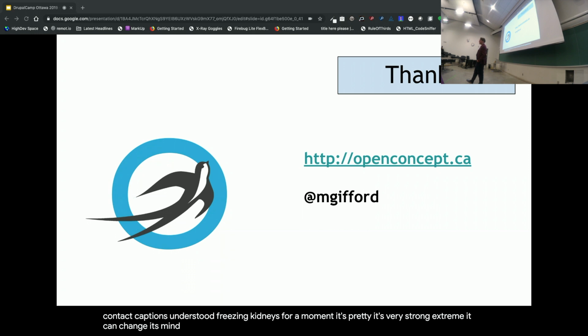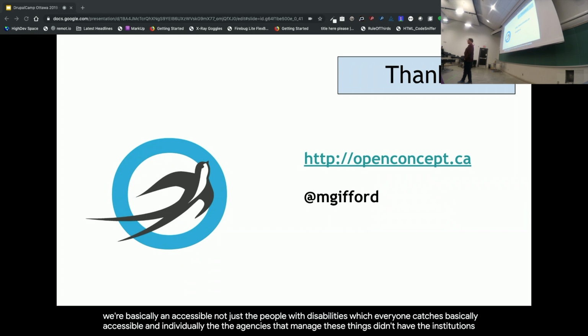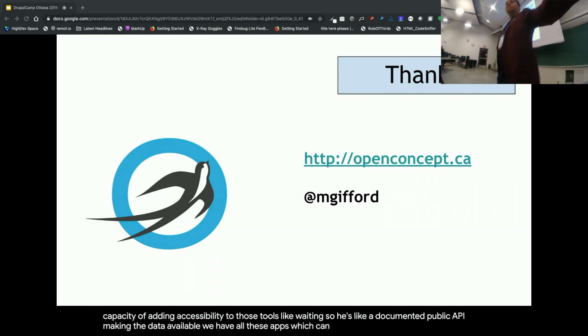I'd like to hear what your thoughts are about using API-first initiatives in the context of accessibility, and I'm thinking especially of public transit. Decades ago, their websites for finding how to get from point A to point B or what the schedules were were basically inaccessible, not just to people with disabilities, but to everyone. And individually, the agencies that manage these things didn't have the institutional capacity to add accessibility to those tools, I think. So that was fixed in a way by making a documented public API, making the data available. And then you have all these apps which can consume this data and make it accessible to different people.